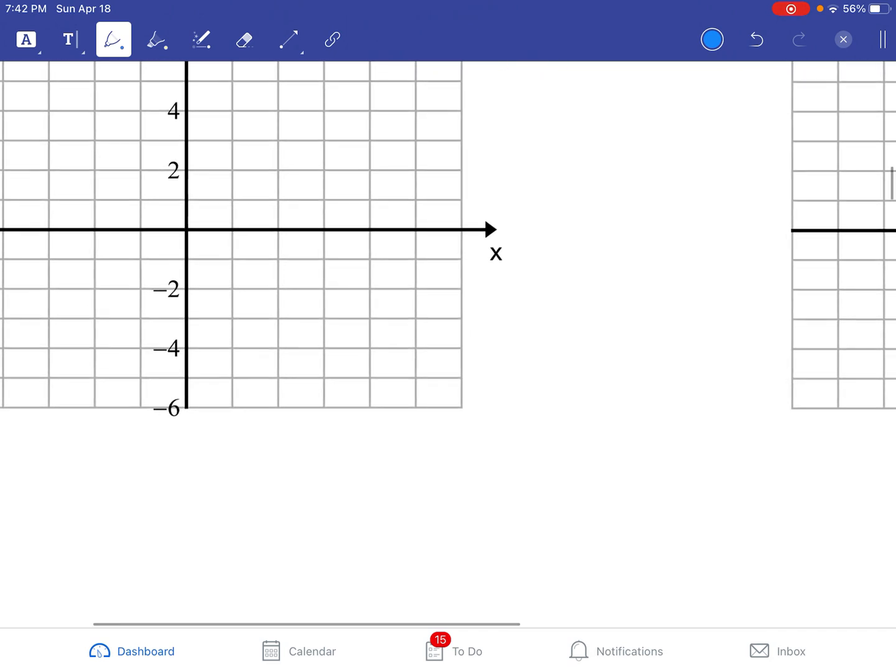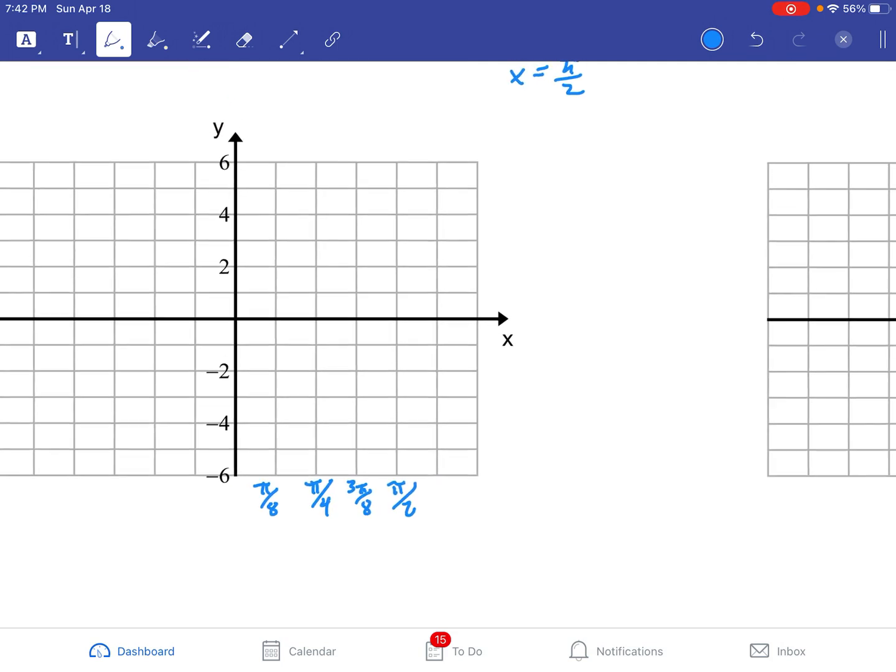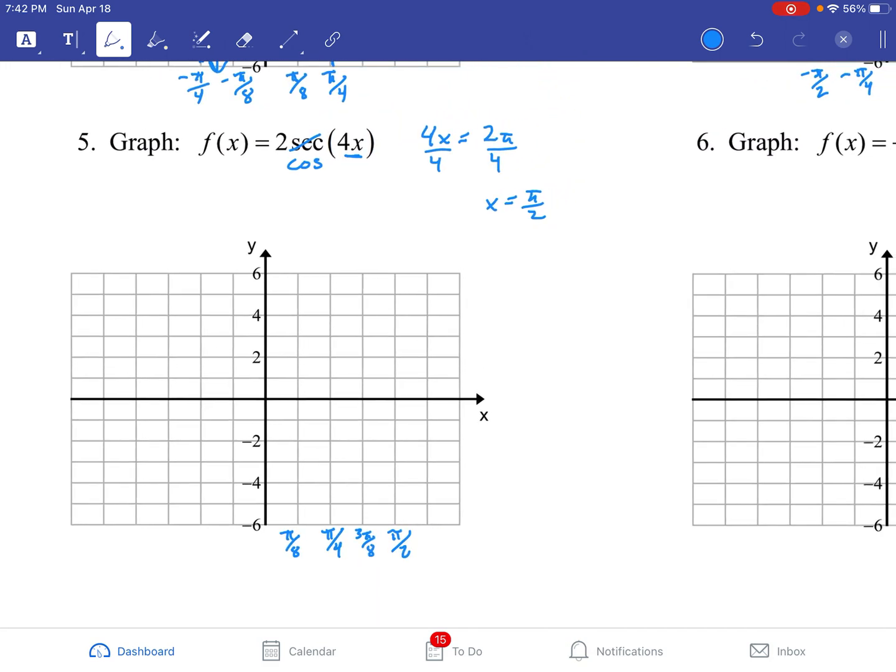So our intervals here start at pi over 2. Half of pi over 2 is pi over 4. Half of pi over 4 is pi over 8. And 3 times pi over 8 is 3 pi over 8. Okay. There are no horizontal shifts because nothing is being added or subtracted inside the parentheses. Go to the first point. We have 2 times the cosine, which starts at 1, which equals 2. So we start at 2. There's our first point. We use the amplitude of 2 to graph the rest of the function.